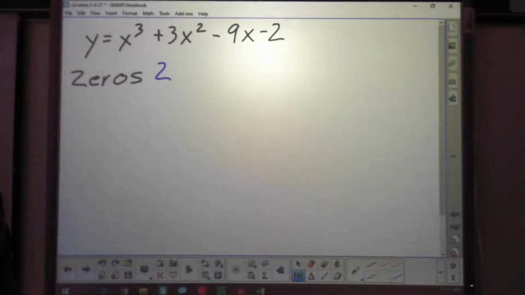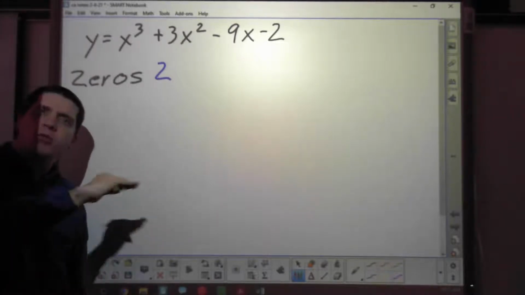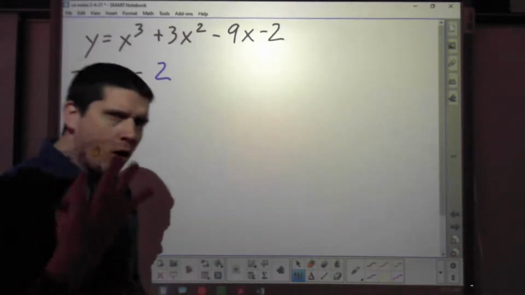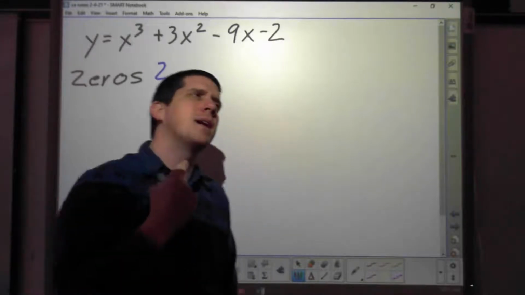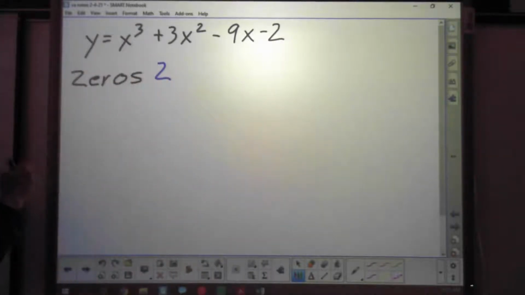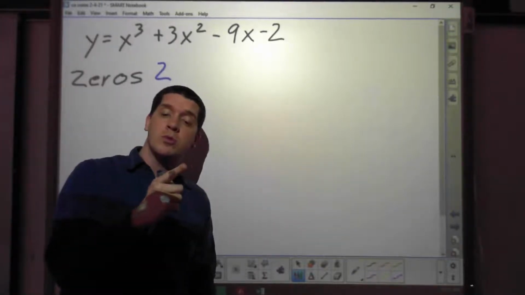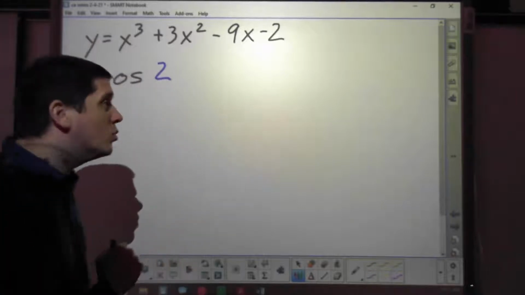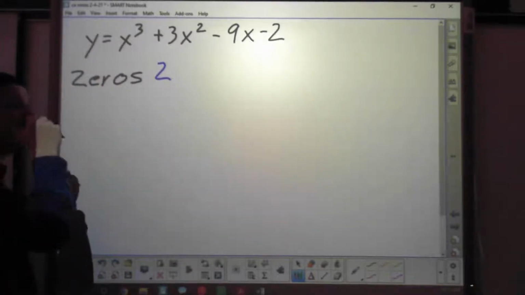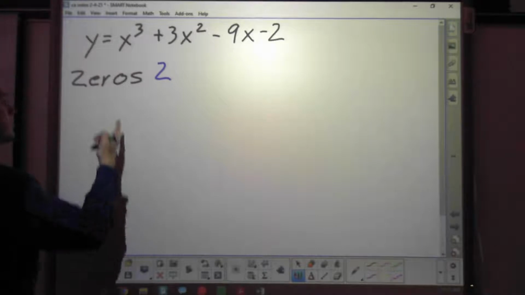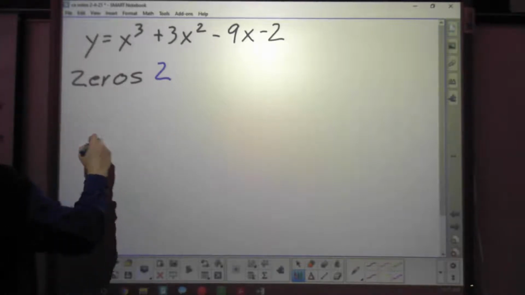Well, since that's one of my zeros, I saw on the graph it crossed 3 times. There are 3 zeros in this problem, but I was only able to find one of them. Well, when that's the case, when I'm only able to find one of my zeros, then what I need to do is start dividing.